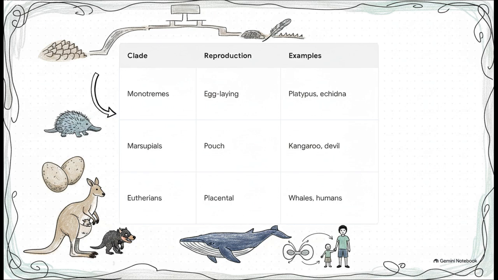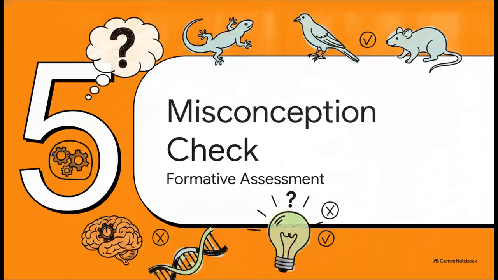Finally, we have the eutherians, or placental mammals. In this group, a complex placenta connects the developing fetus directly to the mother, which allows for really advanced nutrient exchange and development before birth. This is by far the largest group, and it includes animals ranging from whales to rodents, all the way up to us, humans. Which brings us to Section 5, Misconception and Formative Check.